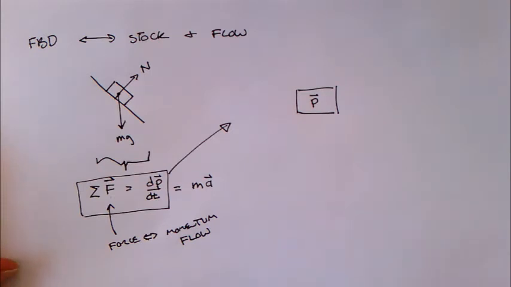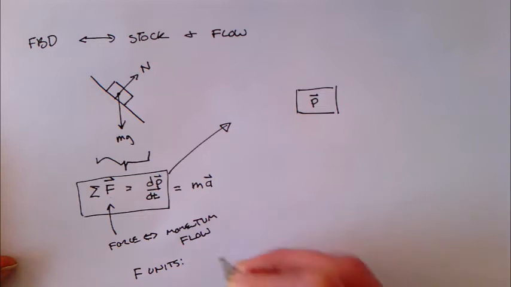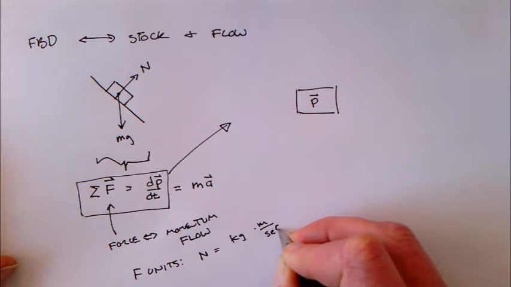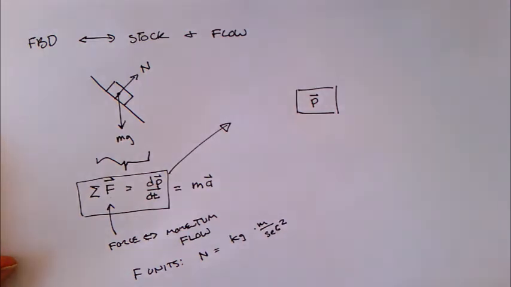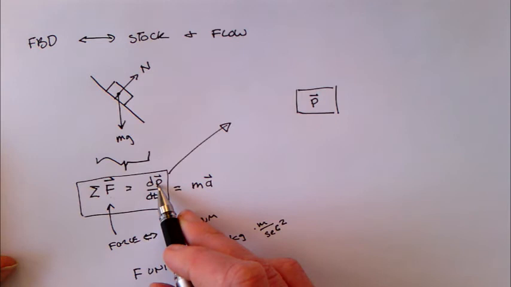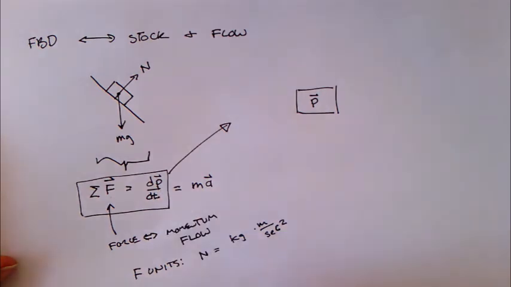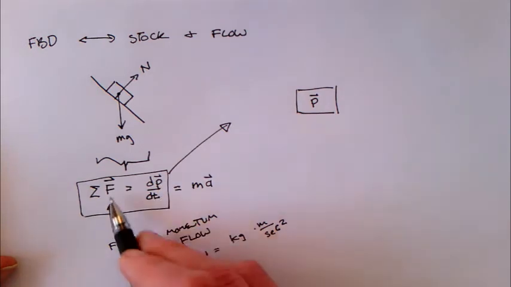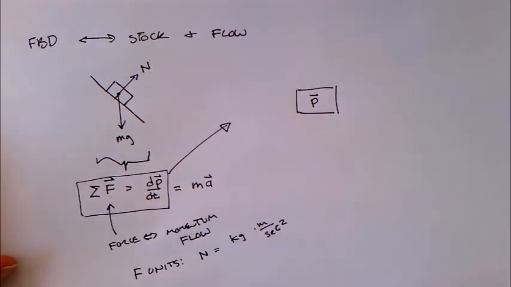If you look at the units of force, the units of force are newtons, which is kilograms times meters per second squared, right? If you look at the units of momentum, it's kilogram meters per second. So force has units of momentum per second, which you of course can also see by looking at the differential equation. The force is the time rate of change of the momentum.